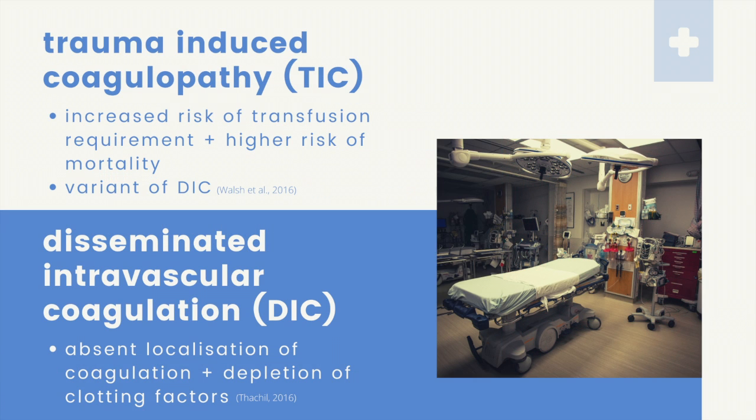A quarter of severe trauma patients suffer from coagulopathy upon admission to the emergency department. Trauma-induced coagulopathy, or TIC, has an increased risk of transfusion requirement and a higher risk of mortality. TIC is a variant of disseminated intravascular coagulation, also known as DIC. DIC occurs secondary to an underlying disease, characterized by an absent localization of coagulation that leads to formation of small clots that may block microvasculature and depletion of clotting factors that leads to increased bleeding, leading to organ dysfunction.